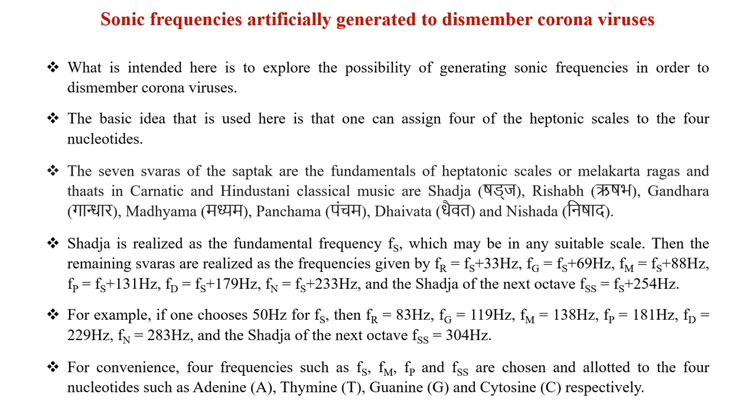For example, if one chooses 50 Hz for Fs, then Fr is 83 Hz, Fg would be 119 Hz, Fm would be 138 Hz, Fp would be 181 Hz, Fd will be 229 Hz, Fn would be 283 Hz, and the shadja of the next octave Fss would be 304 Hz. For convenience, 4 frequencies such as Fs, Fm, Fp and Fss are chosen and allotted to 4 nucleotides such as adenine, thymine, guanine and cytosine respectively.